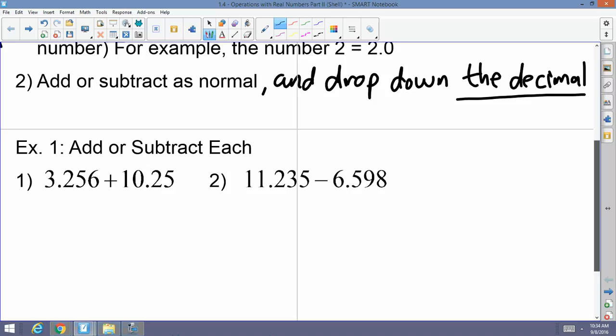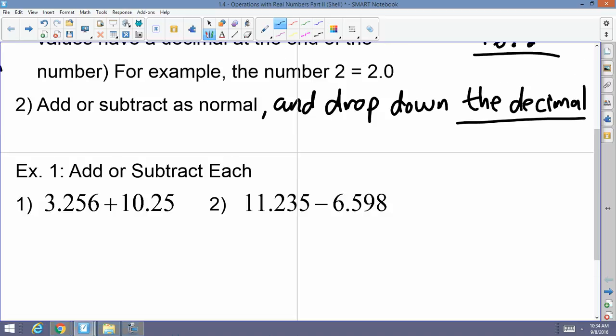So, okay, let's do this. So I've got here 3.26 plus 10.25. I'm going to line up the decimal. So I've got the 10 here. I got the 0.25 here. If it makes your life easier, if it makes you see this better, put a 0 right under the 6, so you know that there is a value there. It's a value of 0. And now we're literally just going to add and drop down the decimal.